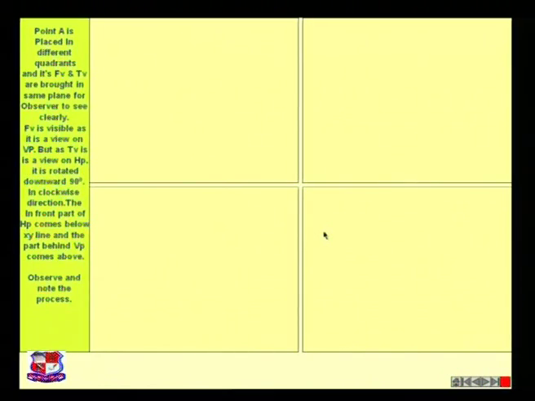Now, what is the next parameter? Point A is placed in different quadrants in its front view and top view. Now we can see the front view easily, but we cannot see the top view. So what we have done is rotate it downward 90 degrees in the clockwise direction. How? Let's see. As you can see over here, I have denoted the vertical plane and the horizontal plane like this.